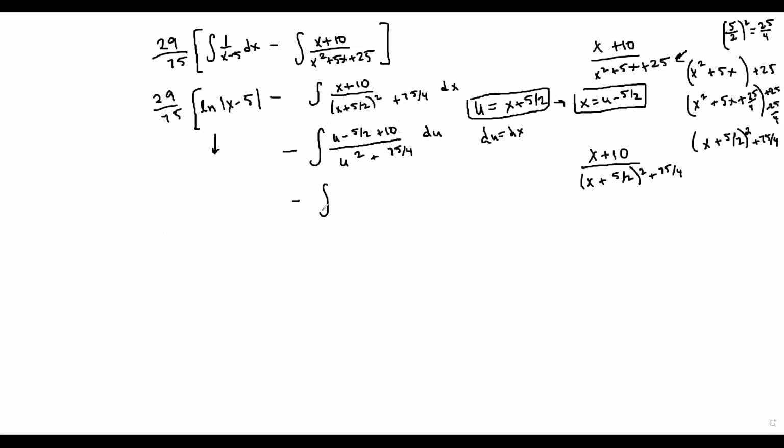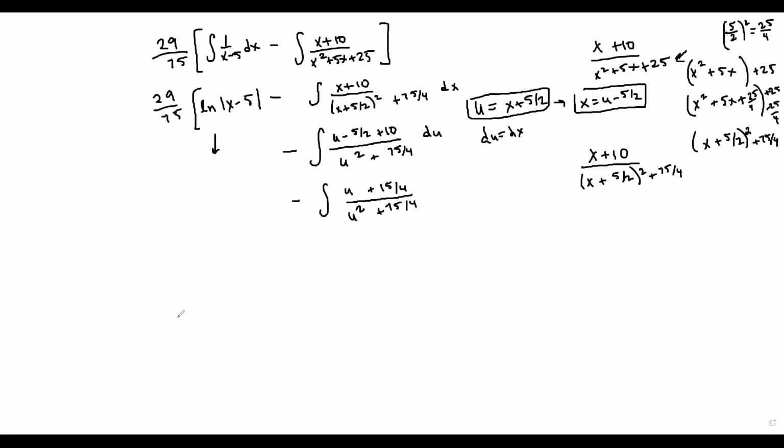Okay, so that's good. Now we're going to simplify what u minus 5 halves plus 10 is. If we had a common denominator, 10 would become 20 over 2. So it's negative 5 plus 20, so we're talking about 15 over 2, and then divided by u squared plus 75 over 4.